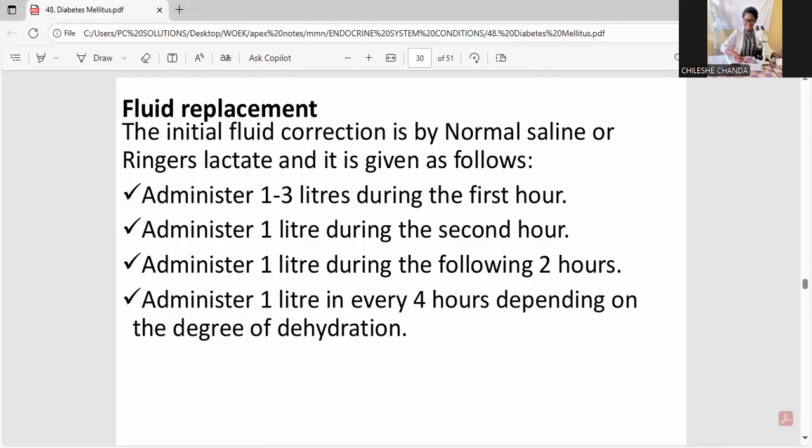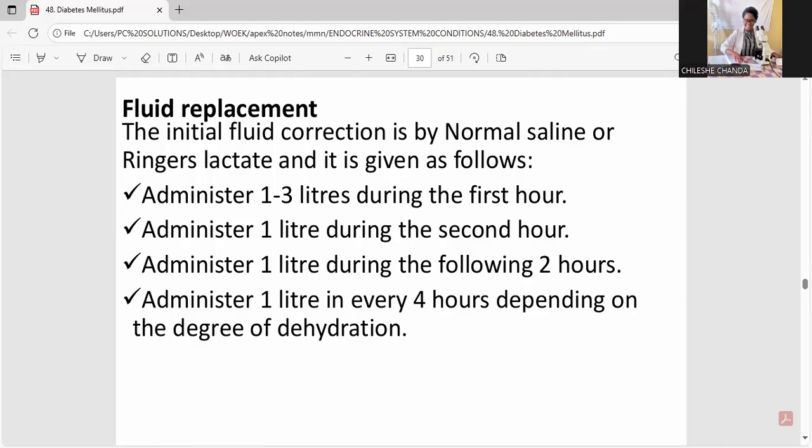So once you find out that, for example, you get this patient who has a very high blood glucose level, some patients may have up to 30 millimoles of blood glucose level. And so you find that you have to act as fast as possible. You're going to administer about 1 to 3 liters during the first hour when the patient comes. And then you will give a second liter during the second hour. You will give another liter during the next 2 hours. So you're going to also administer 1 liter every 4 hours, depending on the degree of dehydration.